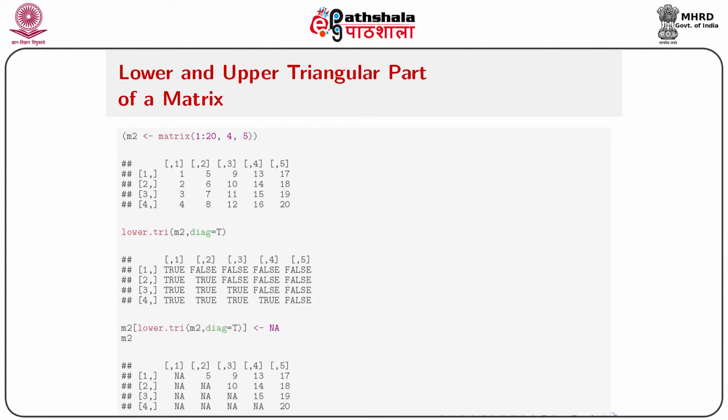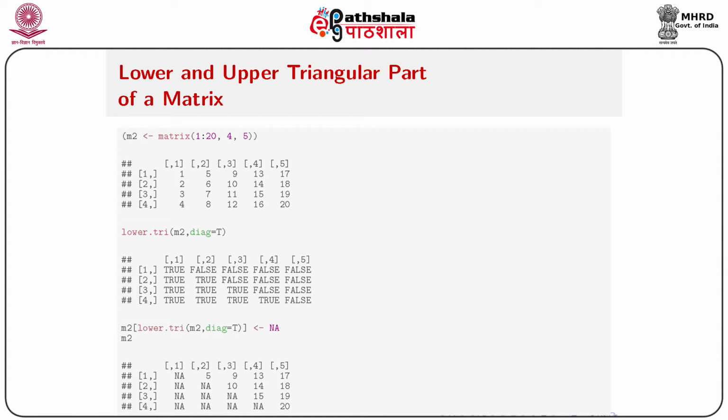Similarly, you will get the lower triangular matrix. Instead of the upper triangle, you can set not available in the upper triangle instead of the lower triangle. It will give you the upper triangular matrix.